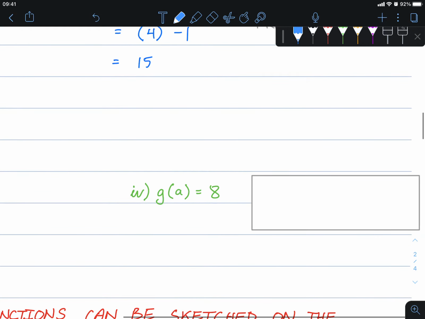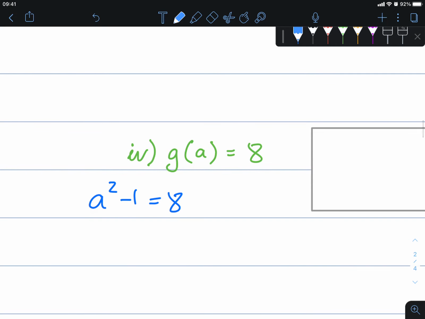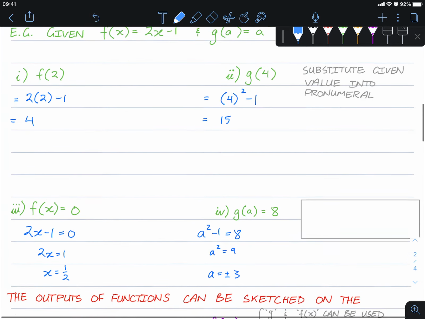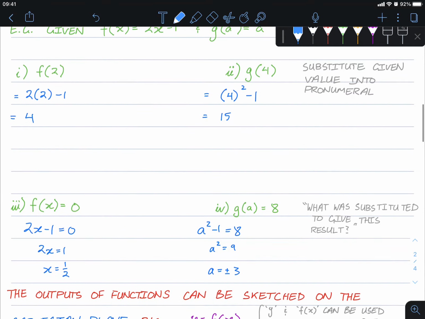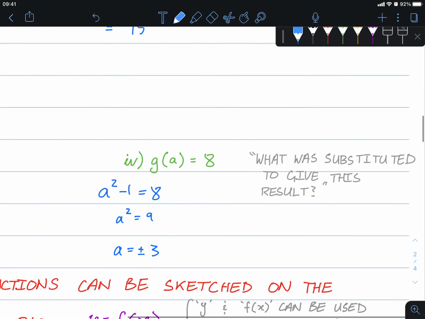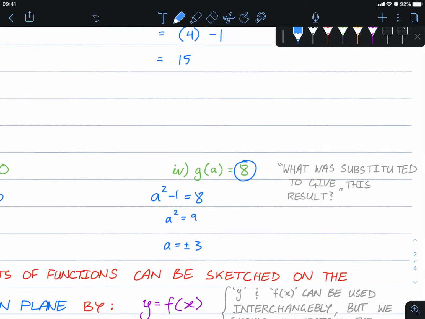In the same manner, if we have g of a equaling 8, we take our function a squared minus 1 equals 8, and we solve for a. This will give us a squared equals 9, a equals positive and minus 3. A simple way to interpret this sort of notation is that it says what was substituted to give this result, which is what we just did here. We solved for the pronumeral that gave the result 8.